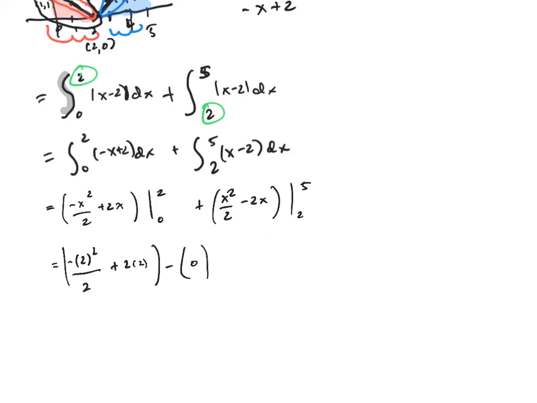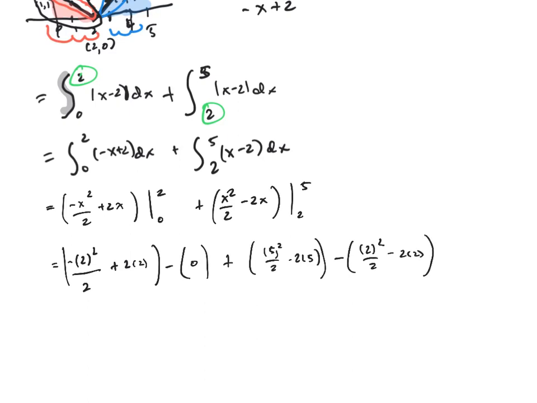I'm just going to quickly note, when I plug in 0, I'm going to get 0 because all those terms have x's in them, so I'm not going to show that work. Okay. Plus, now I need to plug in a 5, so that would be 5 squared over 2 minus 2 times 5. And then I'm going to subtract off when I plug in 2, so that would be 2 squared over 2 minus 2 times 2.